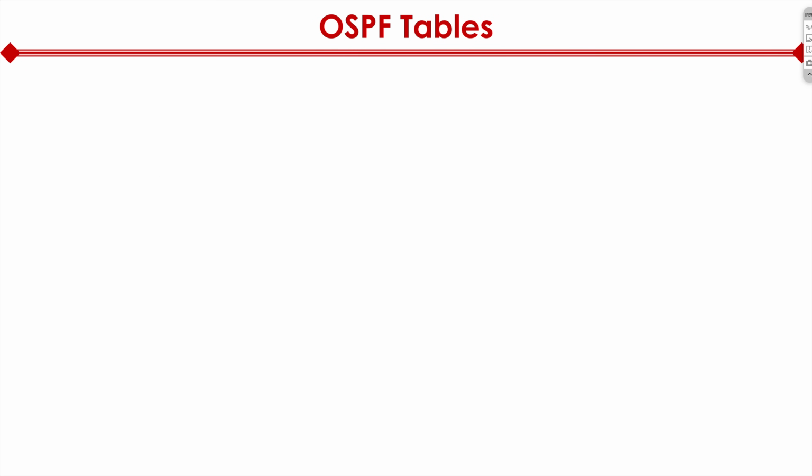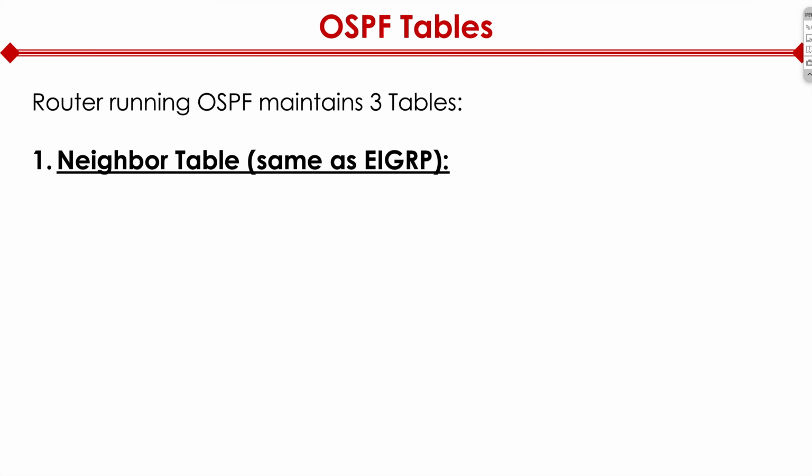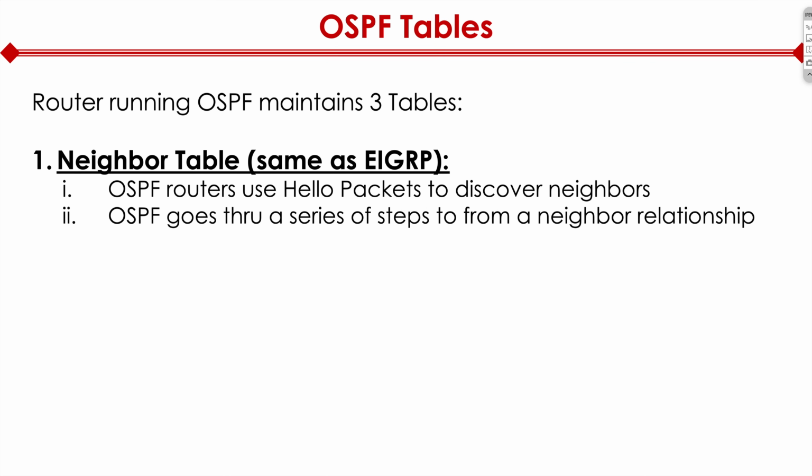Now let's quickly review the different types of tables that OSPF maintains. In particular, it maintains 3 different types of tables. First, neighbor table, same as EIGRP. OSPF routers use hello packets to discover neighbors. OSPF goes through a series of steps to form a neighbor relationship, and I'm going to walk you through those steps momentarily.